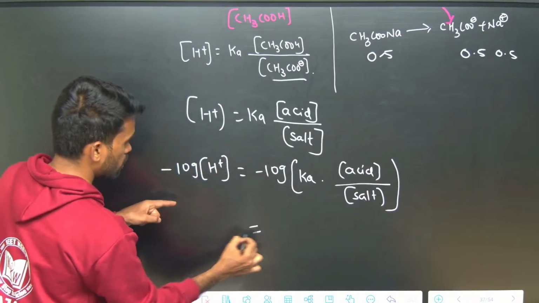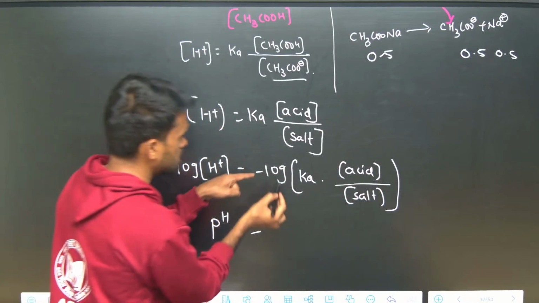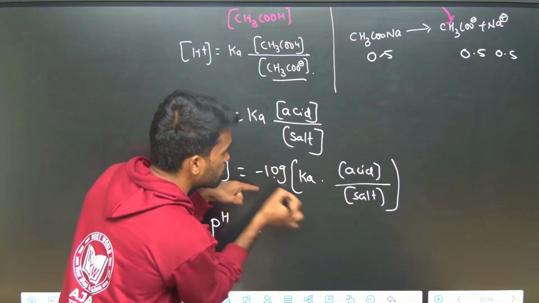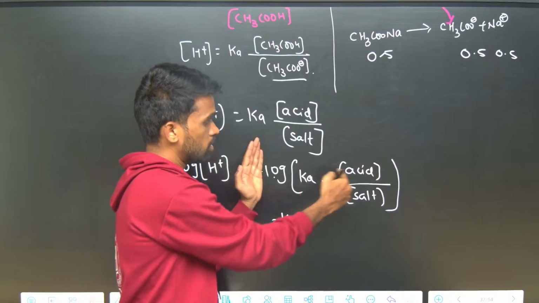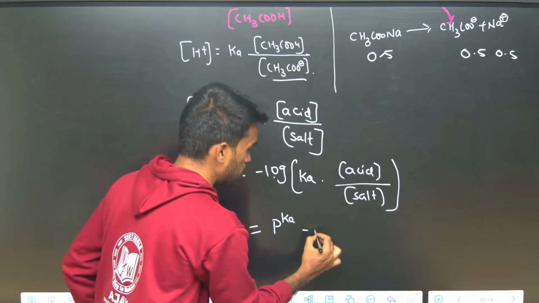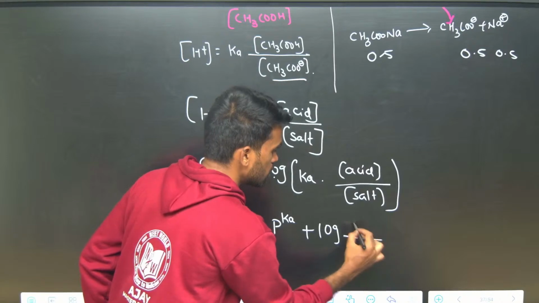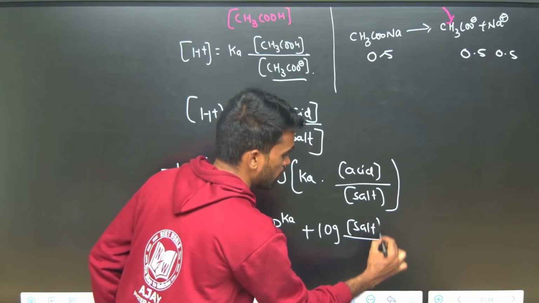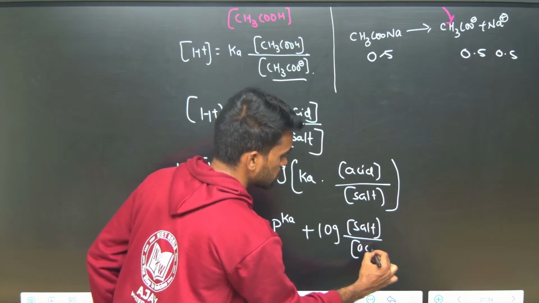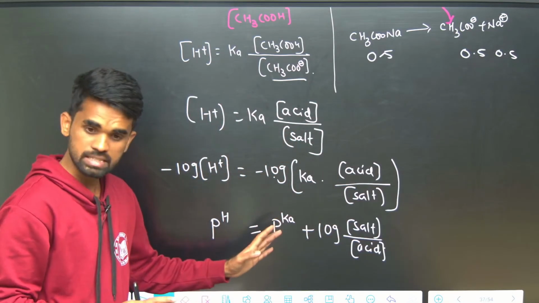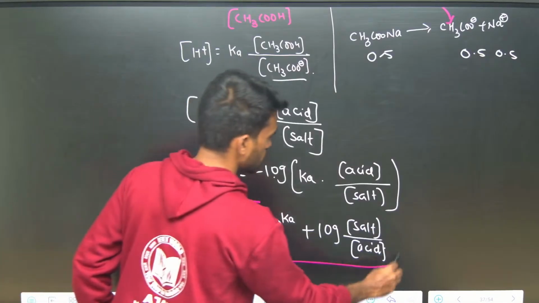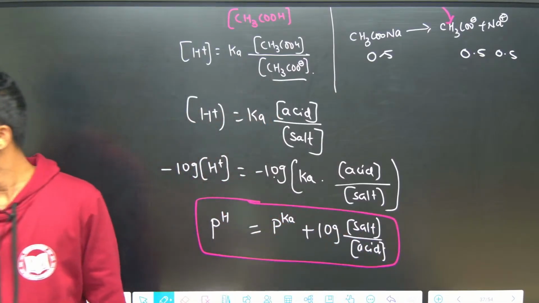So minus log of H plus means pH. This term becomes pKa. See, the log of this thing is there, so I can write plus log of salt by acid. How am I writing this? The negative will be removed here. Is this clear? So we got the pH of acidic buffer.